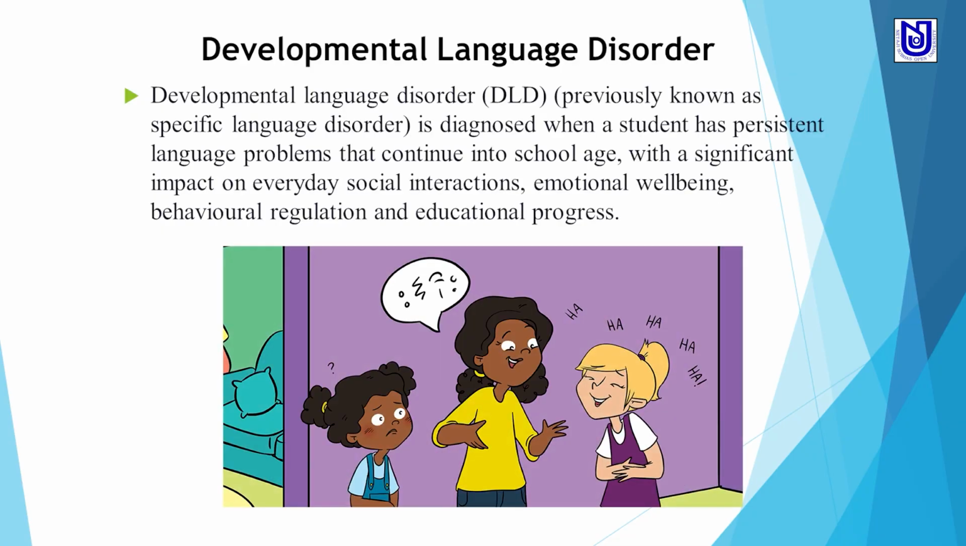Now we will be discussing developmental language disorder. Developmental language disorder, or DLD, previously known as specific language disorder, is diagnosed when a student has persistent language problems that continue into school age with a significant impact on everyday social interactions, emotional well-being, behavioral regulation, and educational progress.